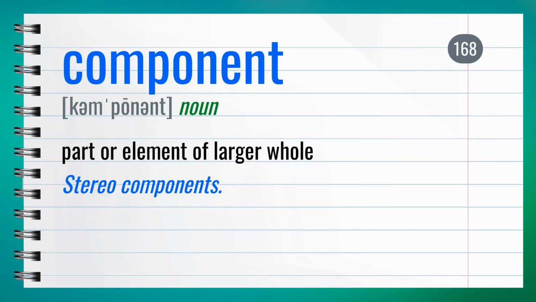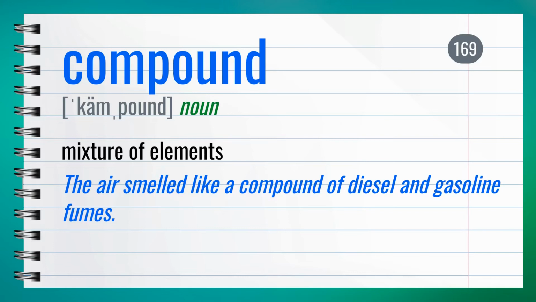Component. Component means part or element of larger whole. For example, stereo components. Compound. Compound means mixture of elements. For example, the air smelled like a compound of diesel and gasoline fumes.